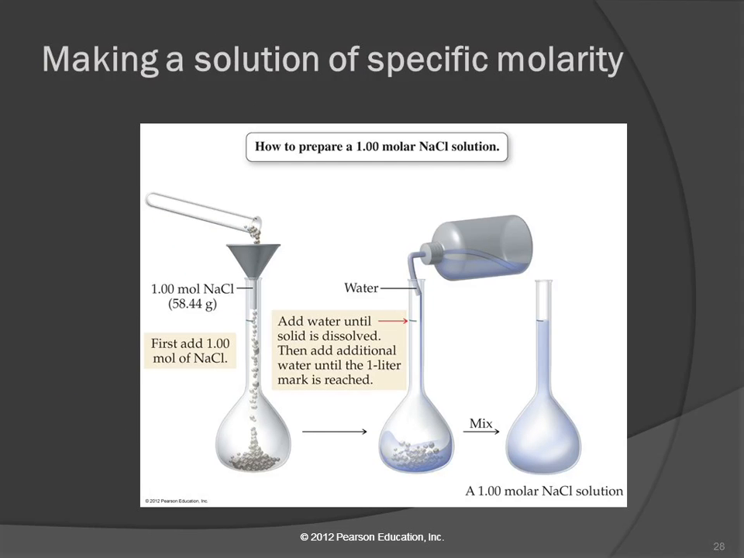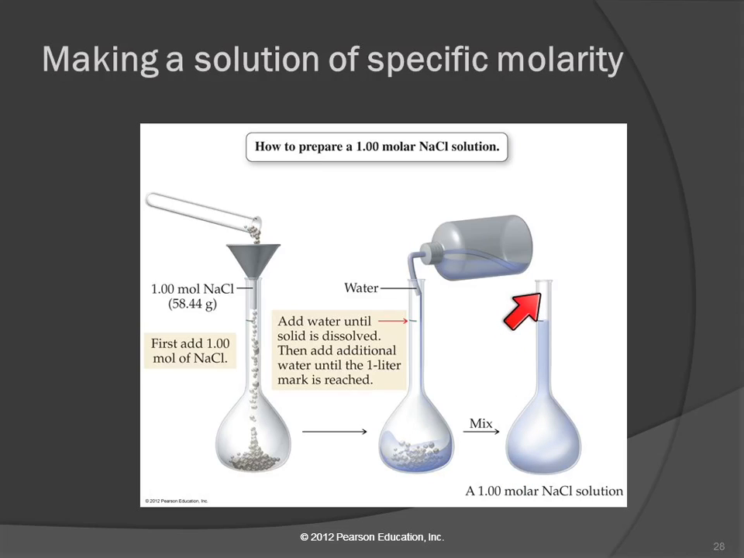So here's an example. So you would have to figure out what mass of solute you need, because the balance doesn't weigh in moles. So you would have to convert the number of moles you need into grams so that you could weigh it out. And then you'd add your solute, and then you're going to add some water. You're actually going to pause here before you fill it up all the way, and you're going to dissolve it first, and then you're going to fill it up.